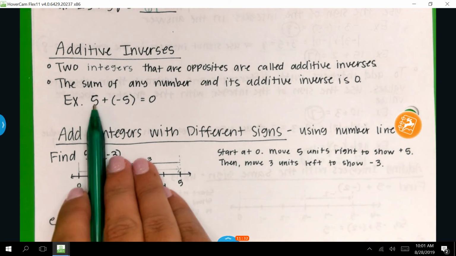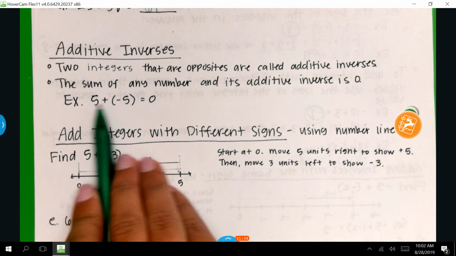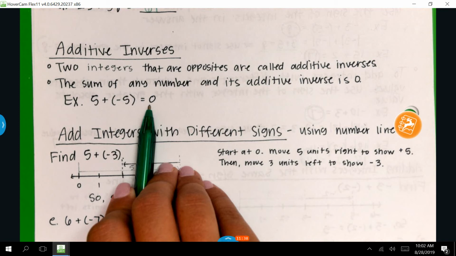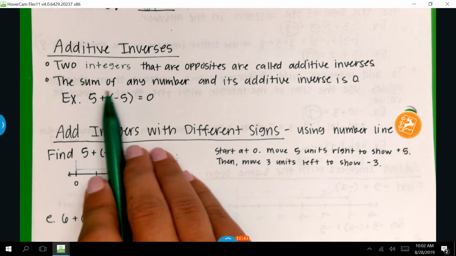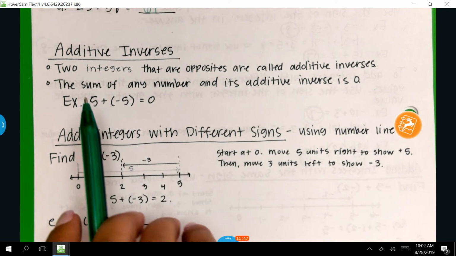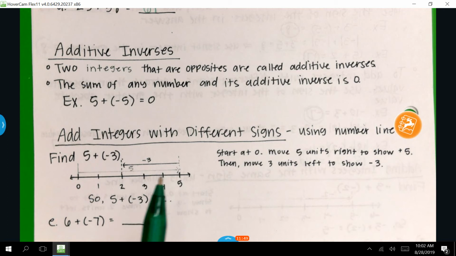Okay? So 5 plus negative 5, they're inverses of each other. They're opposite. Always gives me 0. 5 plus 5 would give me 10. 5 plus negative 5 gives me 0. So anytime you're adding the opposite numbers, it's 0.